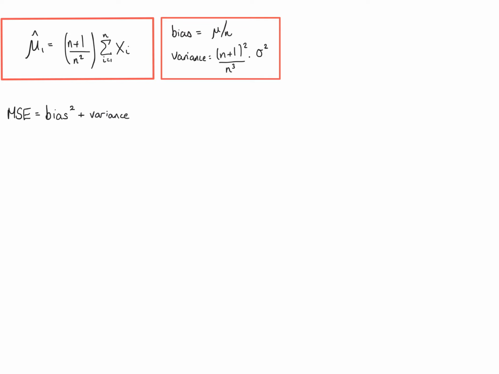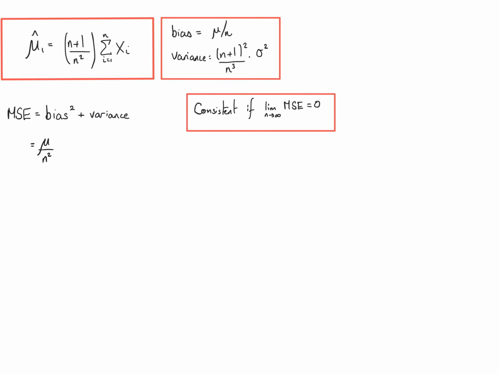Now, an estimator can be said to be consistent if the limit as n tends towards infinity of the mean square error is equal to 0. So in other words, as the sample size gets very, very large, if the average error of the estimator tends towards 0, then our estimator is consistent. So in this case, we can write our mean square error as being equal to the bias squared. The bias was mu over n, so our bias squared is going to be mu squared over n squared, plus the variance, which is n plus 1 squared over n cubed times sigma squared.